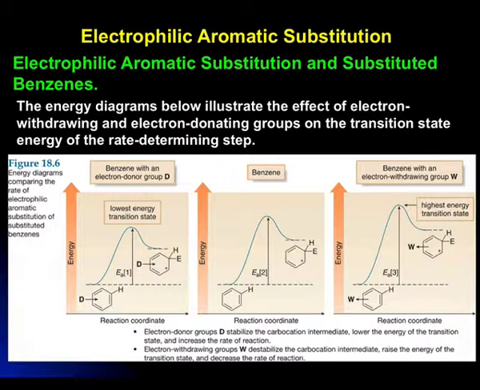Whose postulate did we talk about? Where an intermediate, a transition state will look like the intermediate that it's closest to in energy. Hammond. That's exactly right. So if you look at that, the transition state is closest in energy to our resonance stabilized carbocation, right? So if I can stabilize that intermediate, what happens to the energy in my transition state? Does it go up or down? If I stabilize it, it goes down, and so the rate goes faster.